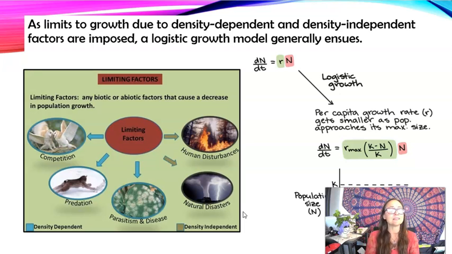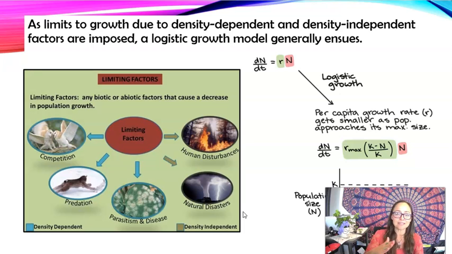Density-independent would be things like natural disasters, right? It doesn't matter what your density is. If there's a forest fire or a flood, individuals are going to be limited on how much they can grow. There's going to be death. However, in population density limiting factors, density dependent, think about it as the population grows, any factor that's going to make it harder to survive, we call that density dependent.